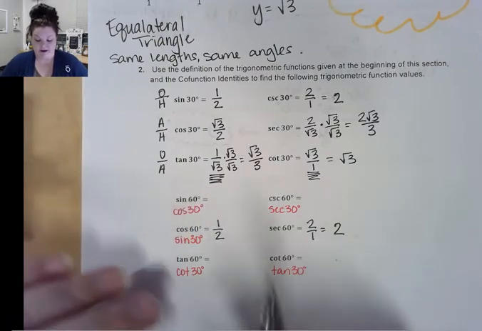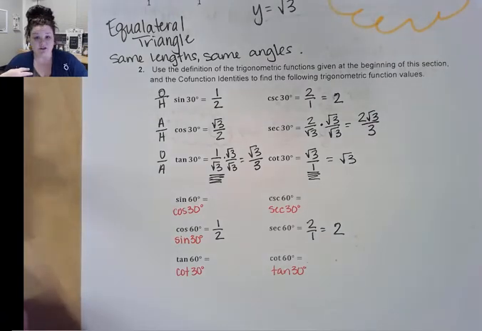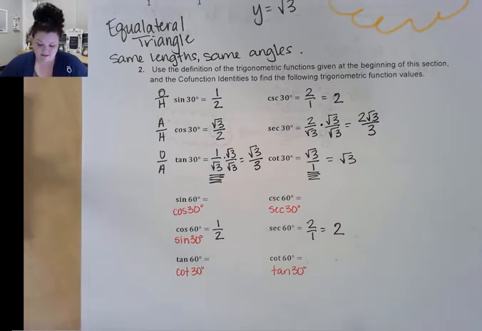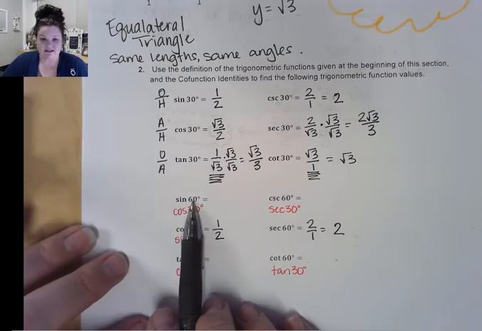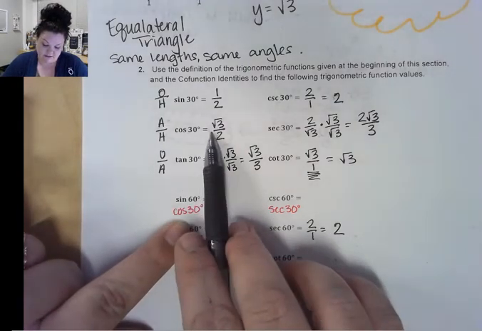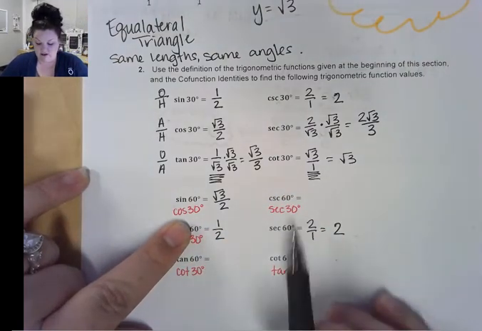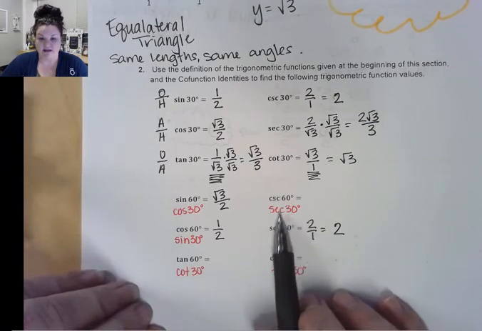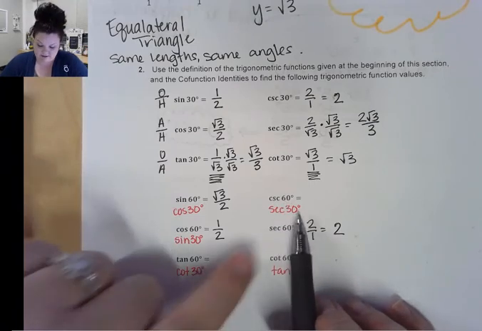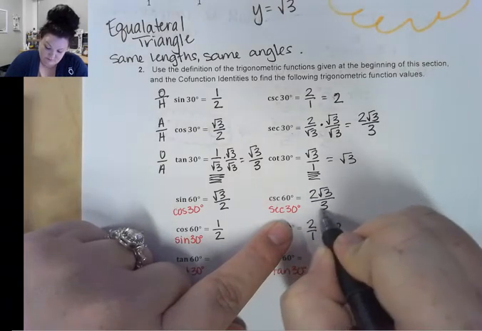So now that I have my original 6 done of 30 degrees, what I chose to do, instead of recalculating everything using the 60 degree on the triangle, I use my cofunction identities. So I know that sine of 60 is the same thing as cosine 30. So all I have to do is look up here at cosine 30, and that tells me it's going to be square root of 3/2, right? Cosecant of 60, I know is the same thing as secant of 30. So I look up here, secant of 30 is 2 square root of 3/3.